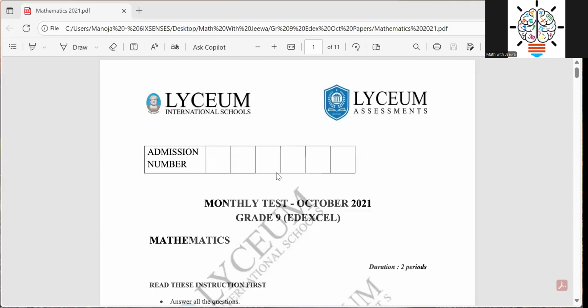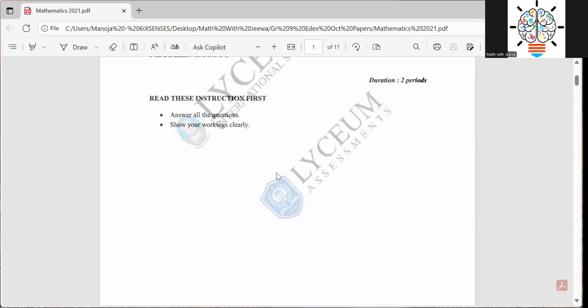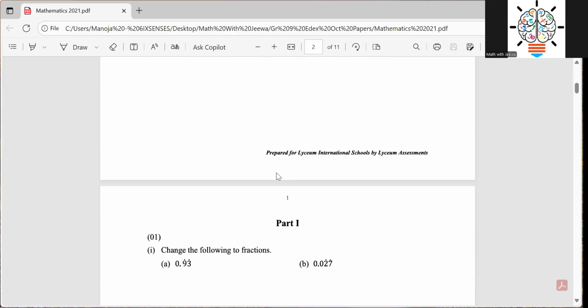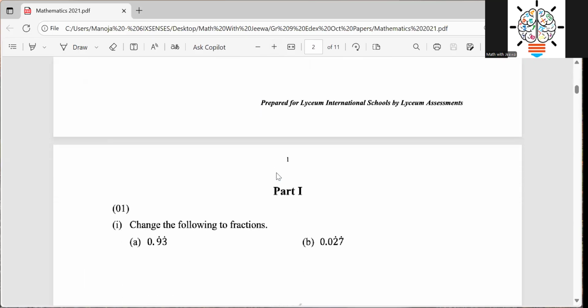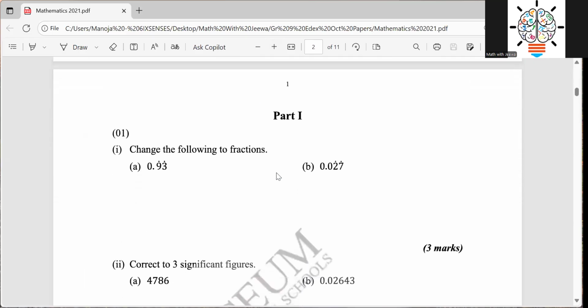Hello, grade 9 students. This is the October 2021 monthly test paper. We will move through it one by one. Here you can see the instructions: answer all the questions, and show your workings clearly. The first question is from recurring decimals.